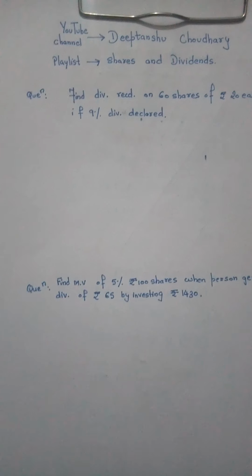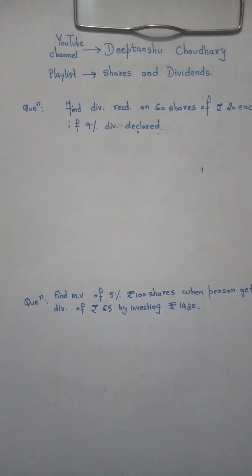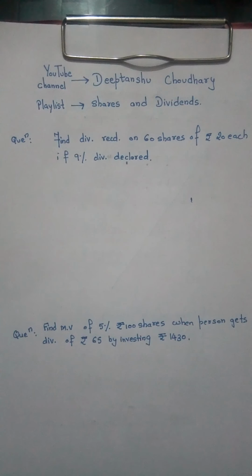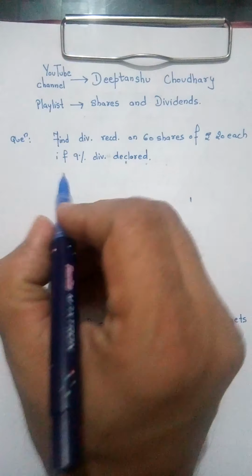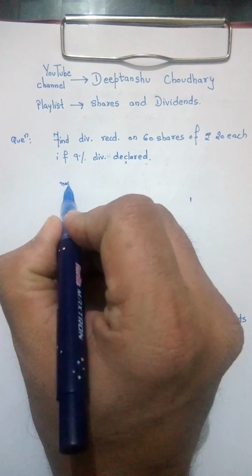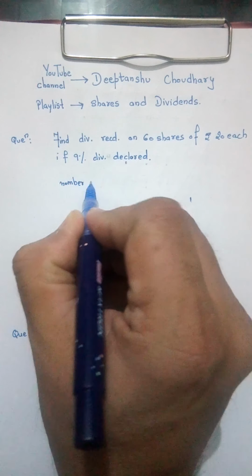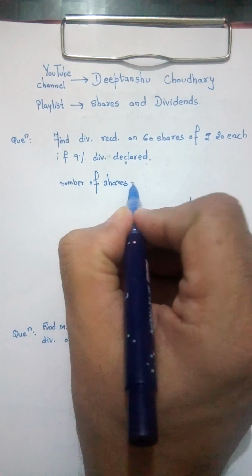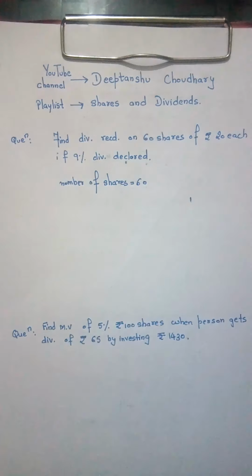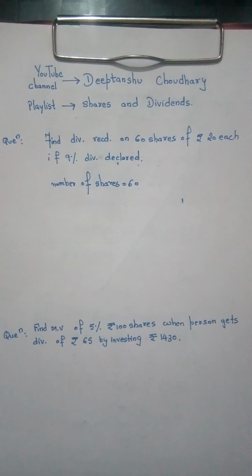In this video I'll solve two questions from shares and dividends for class 10. Just follow the question. You have to find the dividend received on 60 shares. That means the number of shares given to me is equal to 60. The question asked is we have to find the dividend.